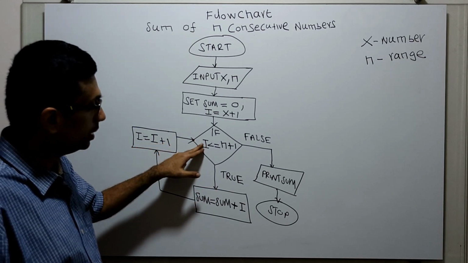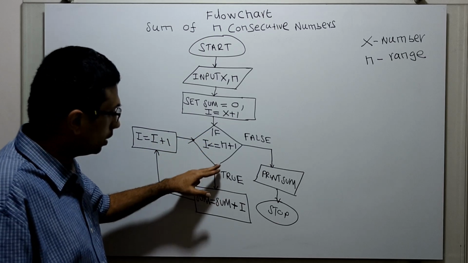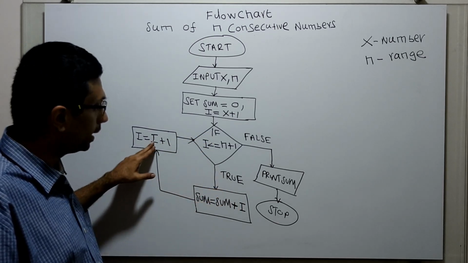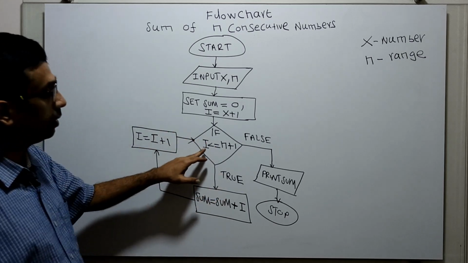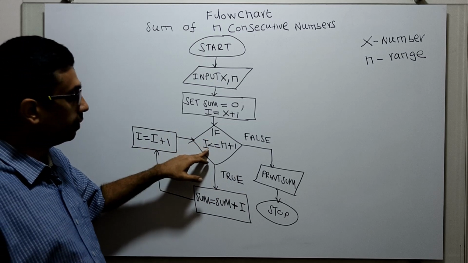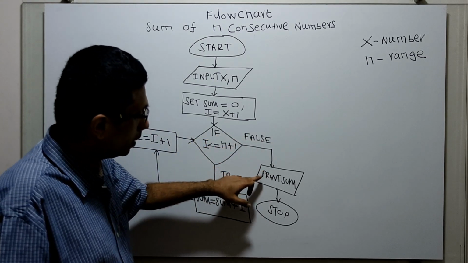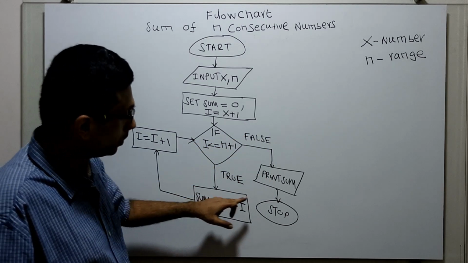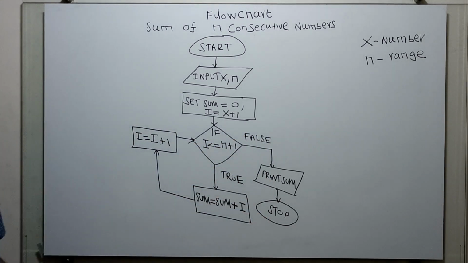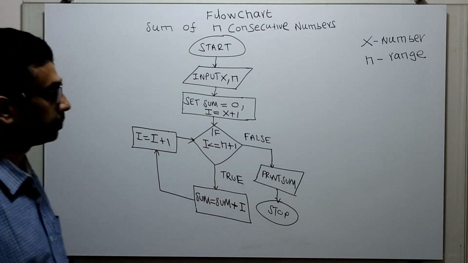Again, I am checking the condition if I less than or equal to n plus 1. If it is true, again the value of I will get added with the existing value of sum and I will get incremented. So this loop will go on until the condition is false. When I is greater than n plus 1, we are coming out of this loop and printing the value stored in sum, and this is the logical end of the flowchart. Now we will take a sample input and check how this flowchart works.